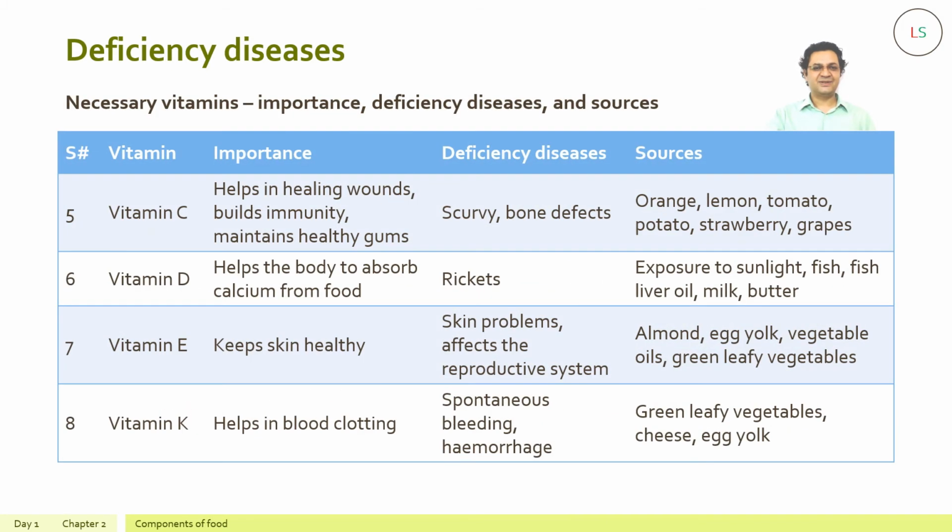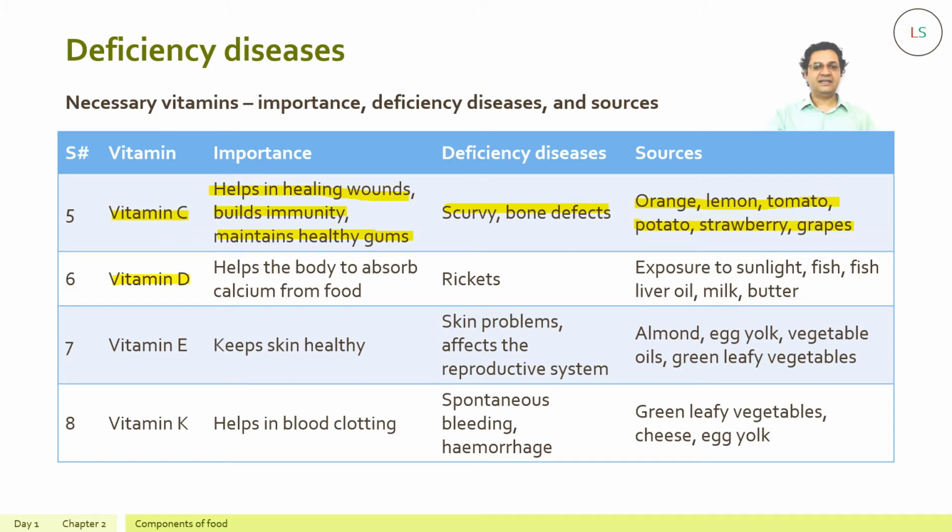Few more vitamins left for discussion. So in this table we have vitamin C, which helps in healing wounds, builds immunity, and maintains healthy gums. Its deficiency causes scurvy and bone defects. The sources of vitamin C are orange, lemon, tomato, potato, strawberry, and grapes.